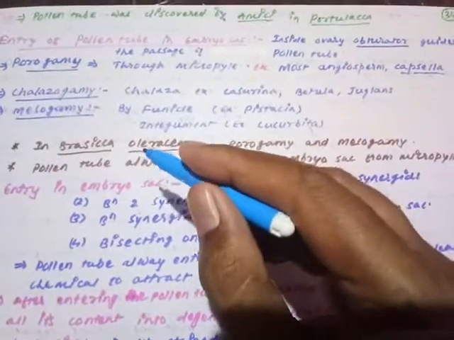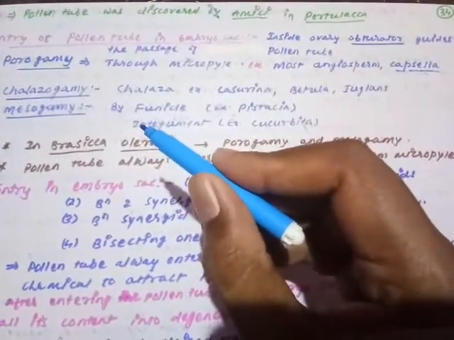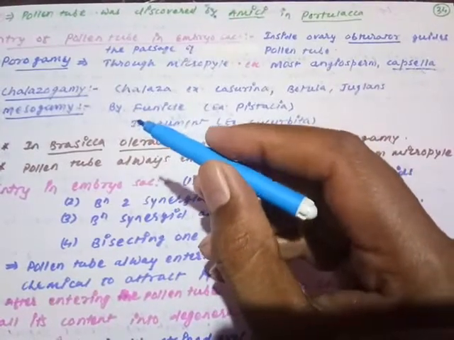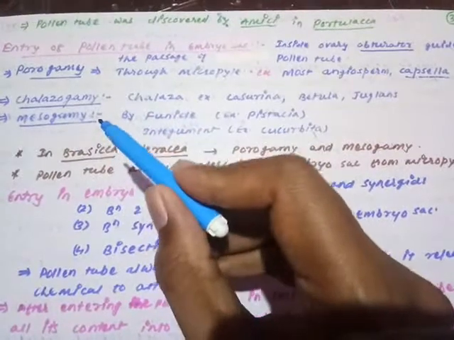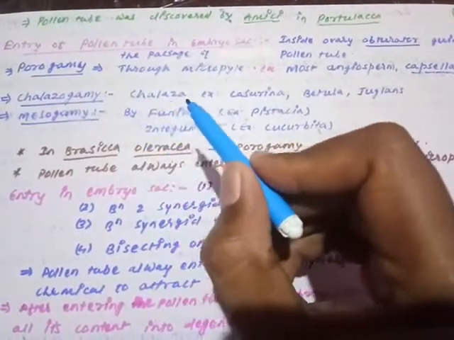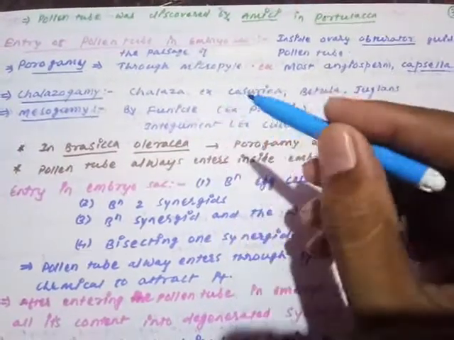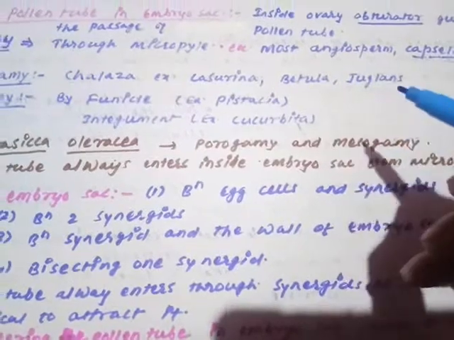The second way to enter inside the ovule is the chalazial opening. The second way is to enter inside the ovule through the chalaza only. That is called chalazogamy, when the pollen tube enters the ovule by means of the chalaza. The process is called chalazogamy. Chalazogamy is reported in Casuarina, Betula and Juglans.